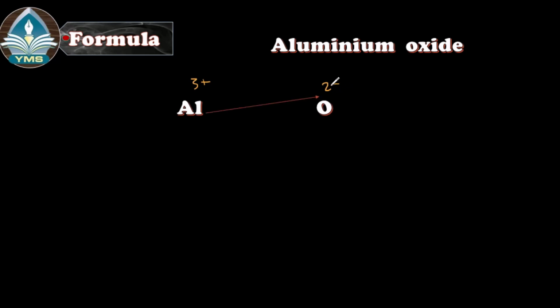Aluminum is going to take the 2, the charge of the oxygen, so Al2, and the oxygen will take the charge of the aluminum, which is 3, so O3. The chemical formula of aluminum oxide is Al2O3, the charge of the oxygen, then O3, the charge of the aluminum. Now let's look at another example here.